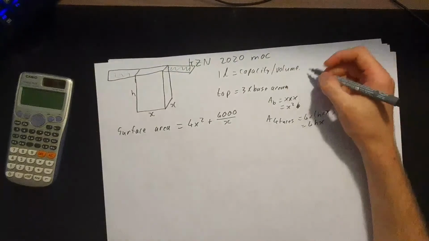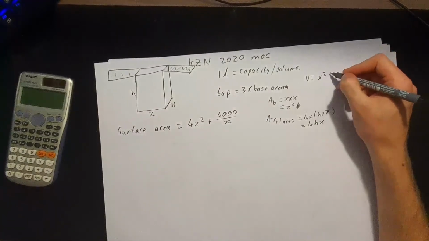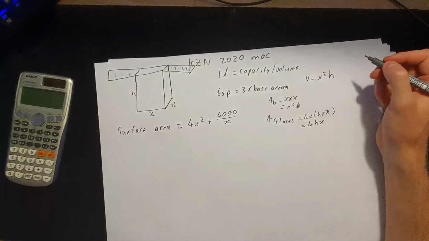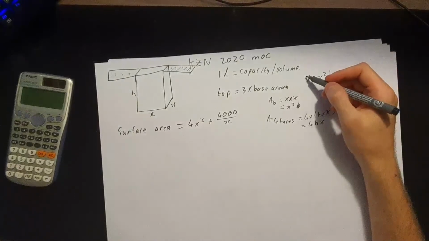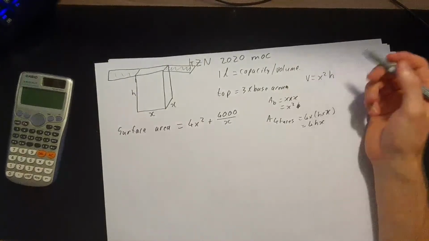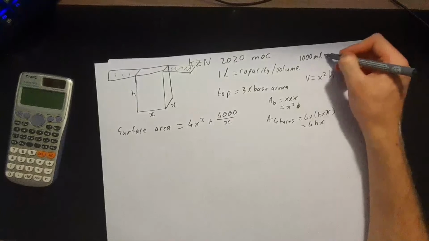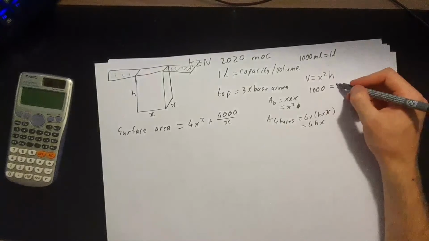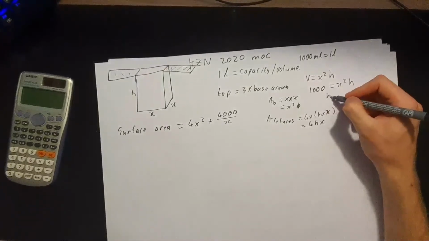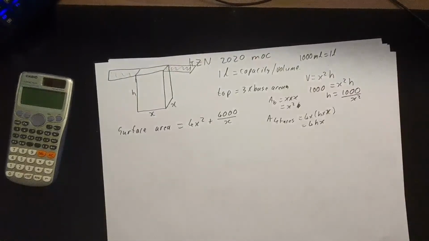We know that the volume equals the base times height, so that's just x squared times the height. We want a term for h. The volume is given as 1 liter, which you can convert to milliliters. So 1,000 milliliters equals 1 liter. So we have 1,000 equals x squared times h. So h is going to equal 1,000 over x squared. Now we have a term for h, and now we can write everything in terms of x.